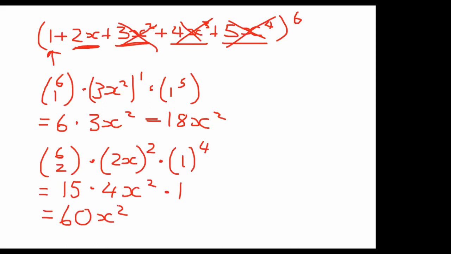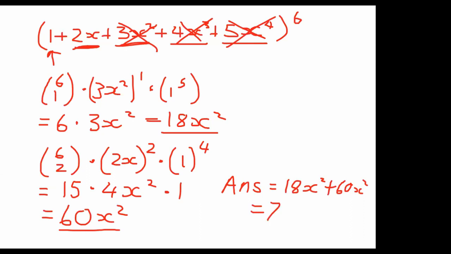So in case 1, we had 18. In case 2, we had 60. So our final answer is going to be 18x squared plus 60x squared, which is 78x squared. And we're asked for the coefficient of x squared, so the answer is 78.